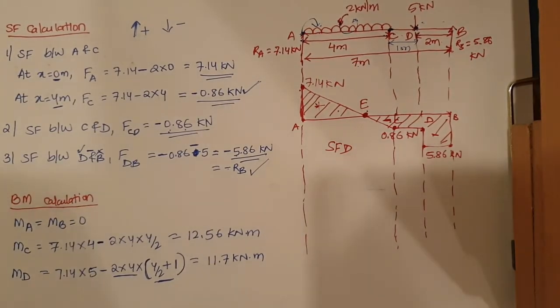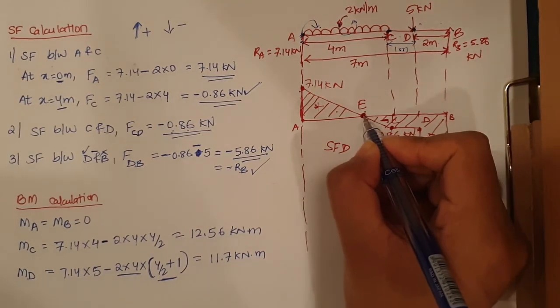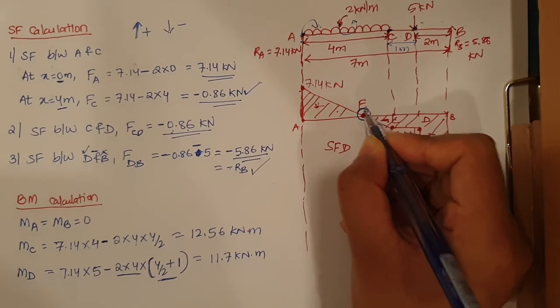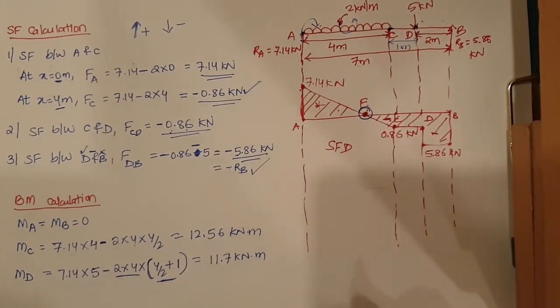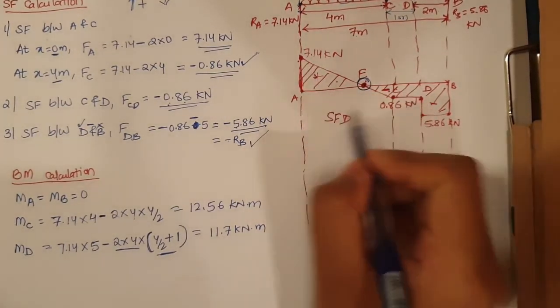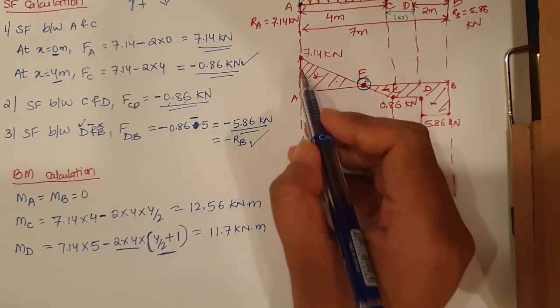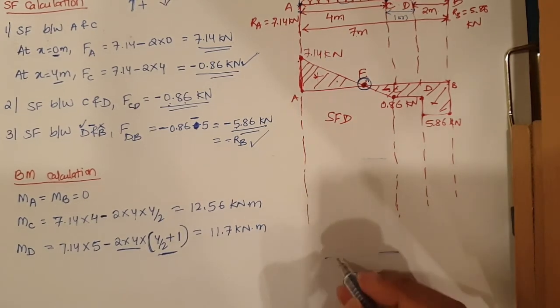Okay, now let us draw the diagram. Before we draw the diagram, let us also find the moment at this point, E point. This is the point of contra shear, right? So at the point of contra shear, the bending moment will be maximum. So how do we find it? We will use the similar triangle method. So from here I will take this similar triangle. So I'll draw a separate diagram.